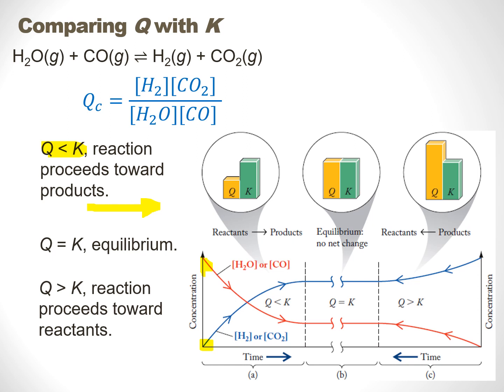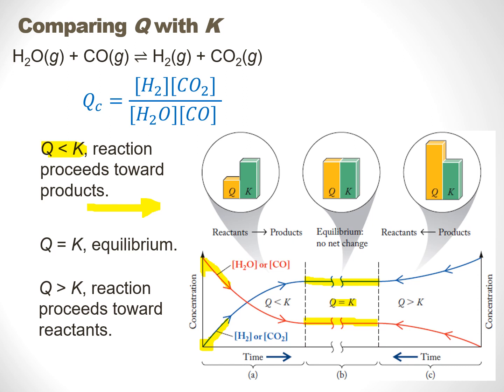So what's going to happen is that as the reaction proceeds, the concentration of the H2O and of the carbon monoxide is going down. The concentration of the H2 and the CO2 is going up. This is going to make Q larger and larger until eventually Q reaches the same value as K, at which point the concentration of every species will stay constant over time. The reason they put this gap in the time line is because it will stay indefinitely constant.